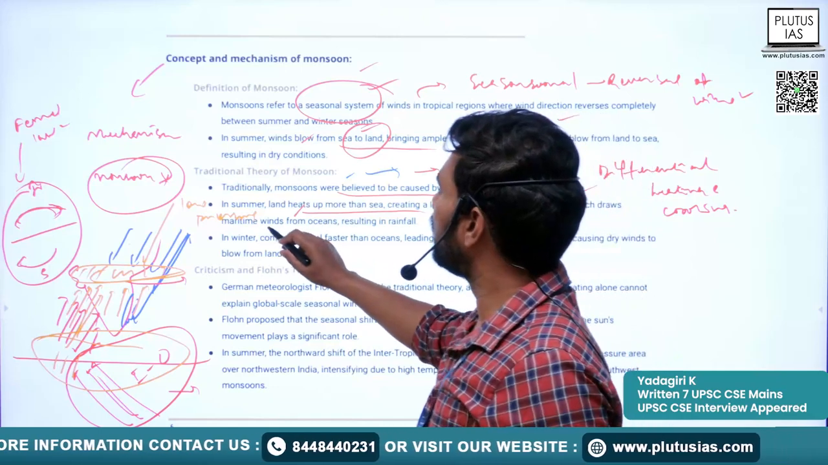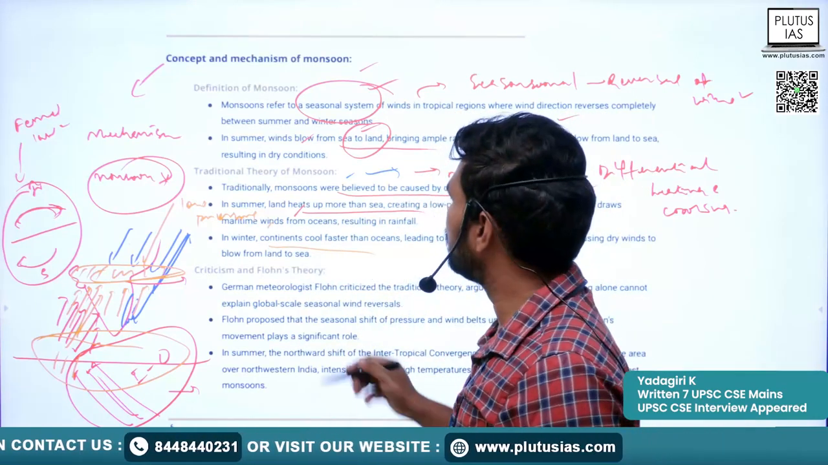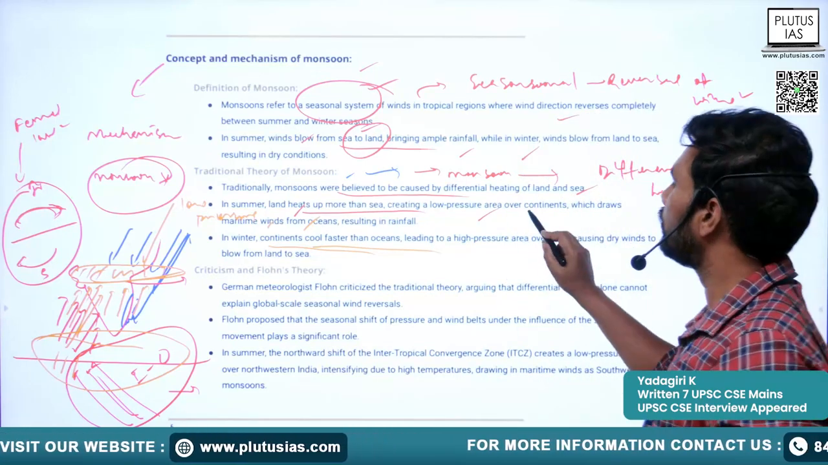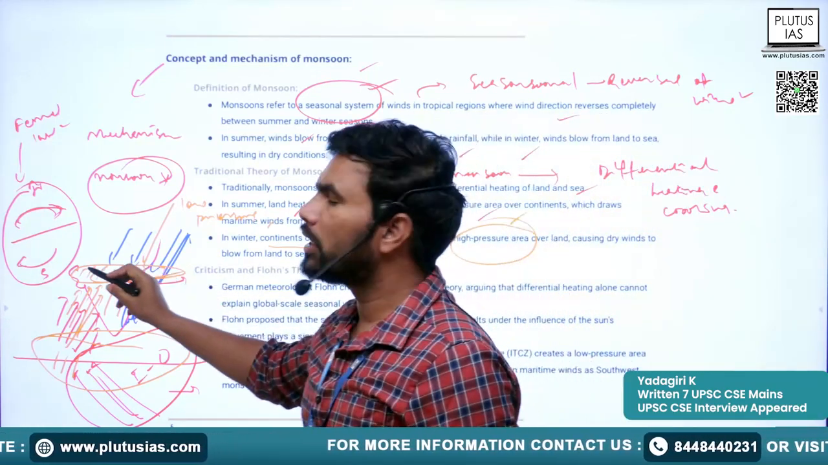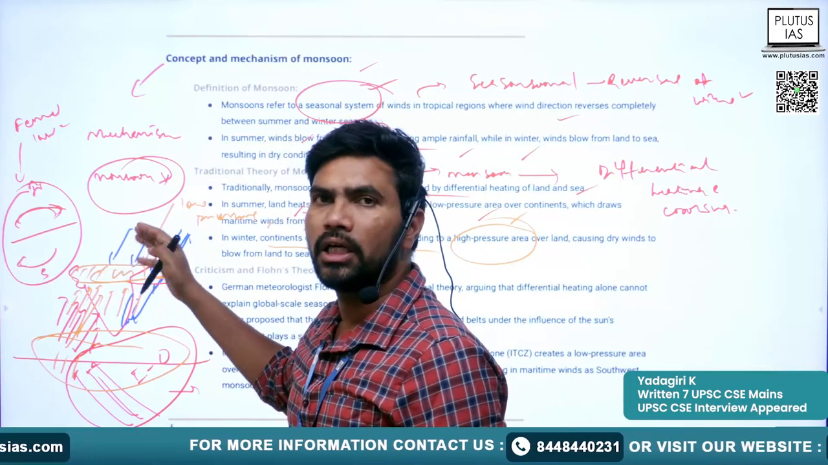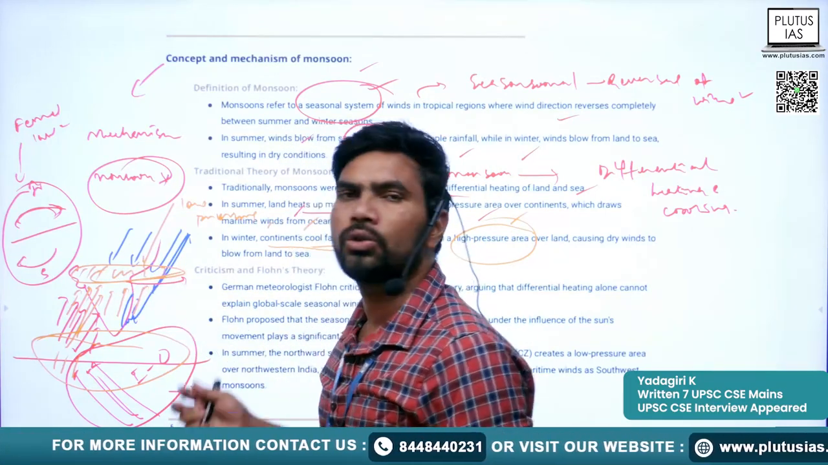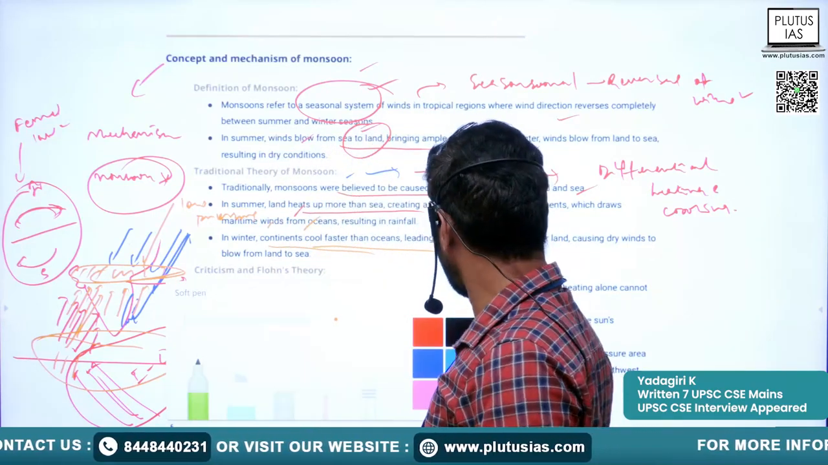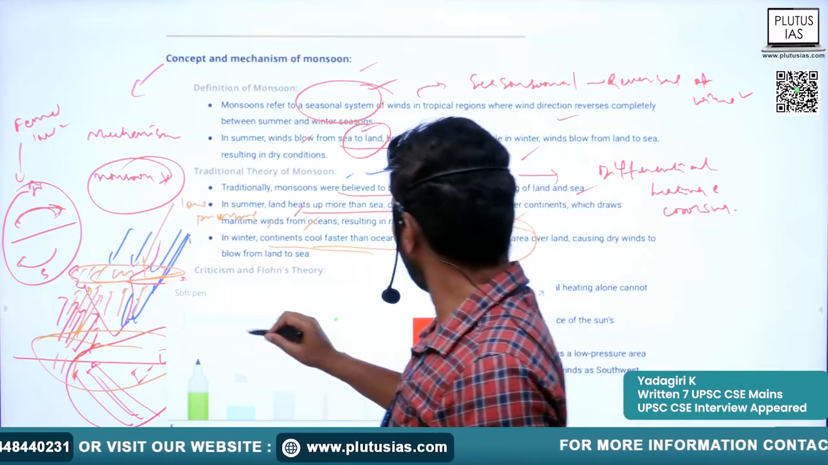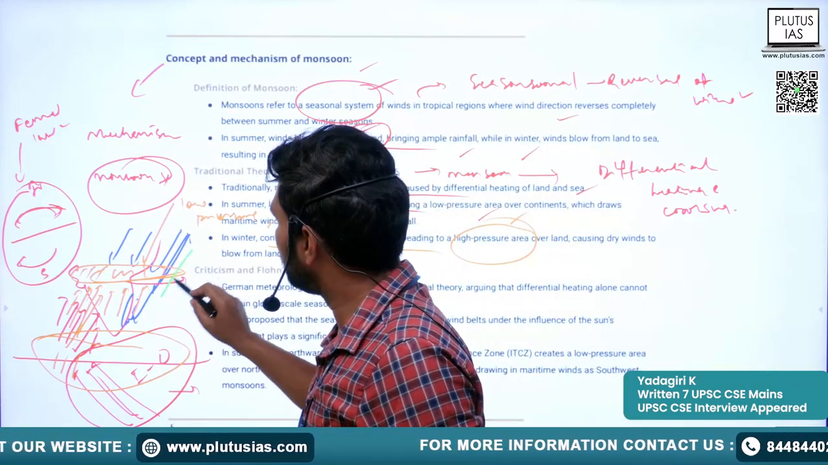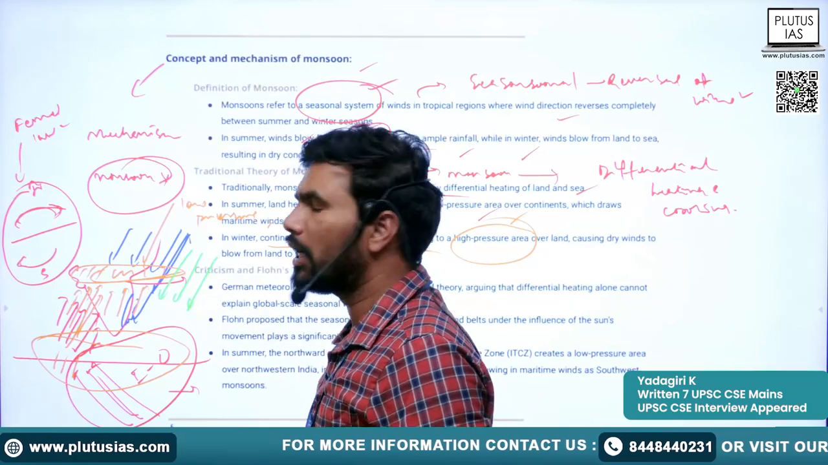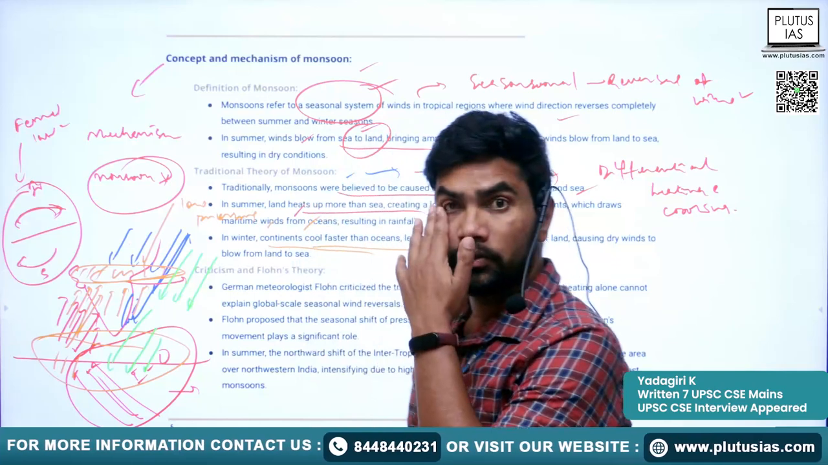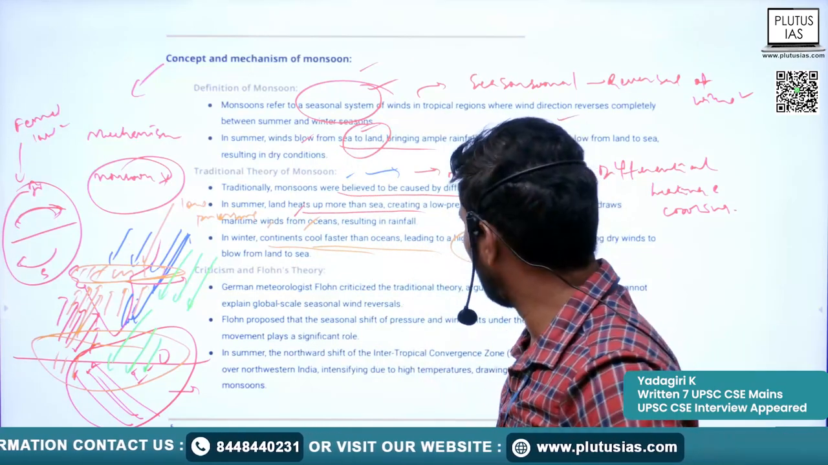Similarly, when winter occurs, the situation reverses. So in winter, continents cool faster than the oceans, leading to a high pressure over the continents, especially on the Indian subcontinent. So the high pressure area will be created. Because of that reason, in the winter season, the winds start flowing from the land towards the ocean area. So this is called the reversal of the monsoonal winds.